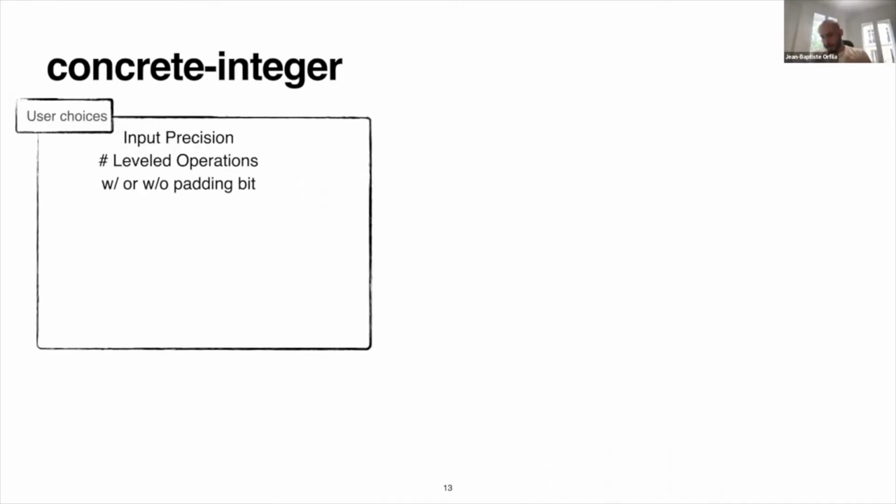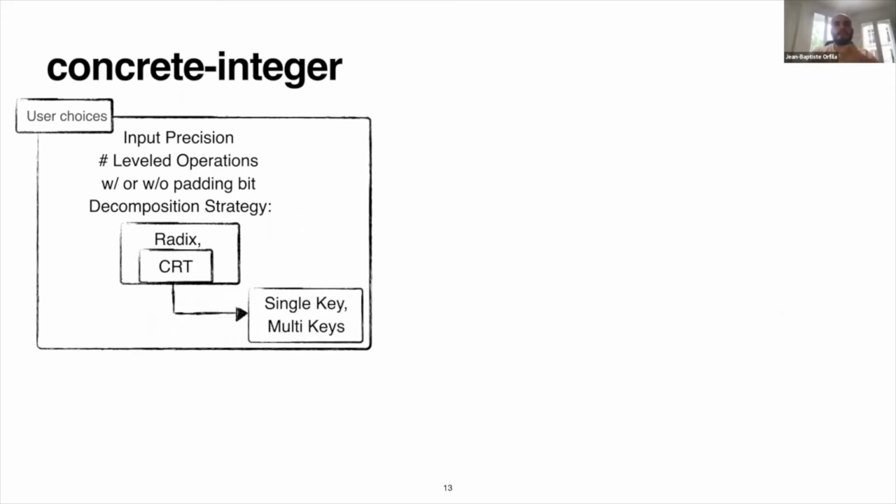Built upon the concrete-shortint library, there is concrete-integer. In this case, since it is using shortint as a building block, for sure the end user has to fulfill the same information, meaning the input precision, the number of operations, and whether he wants to use the padding bit or not. Plus, you have to choose between 2 decomposition strategies, meaning the Radix and the CRT one, and whether you want to use single key or multi-keys.